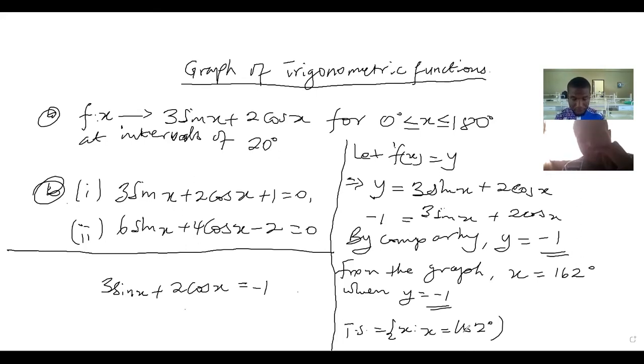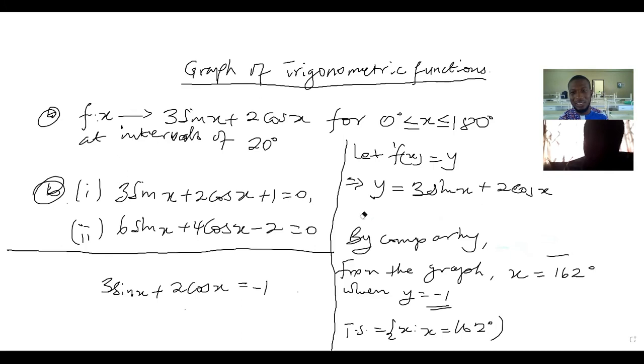Anna, any question? No question, sir. All right. Then we go to the second one. So I think the second one will help our understanding a little more because it is not just straightforward like the way this one is. But we are still going to compare.